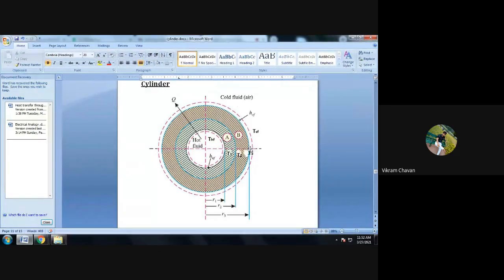Within the thickness of the cylinder, after transformation, heat will reach the external surface of the B cylinder. From this particular surface, heat will transfer to the external fluid or external environment. The external fluid is air, so we have to consider the external environment as air.